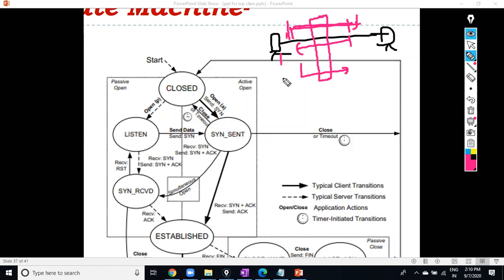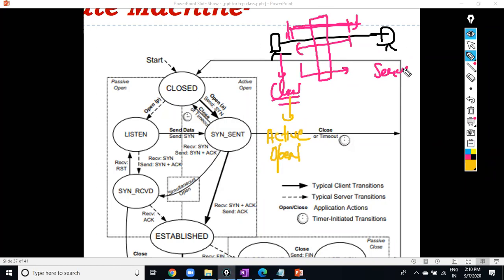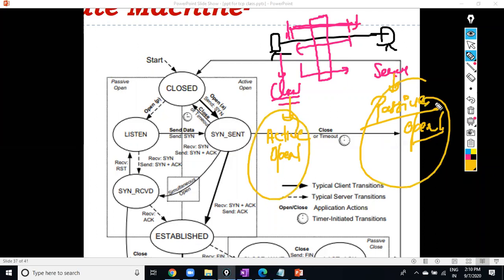Let's consider this is a client and this is the server. Before starting any three-way handshake process, the client side is what? This is active open here. And this is passive open over here. These two concepts: active open and passive open.